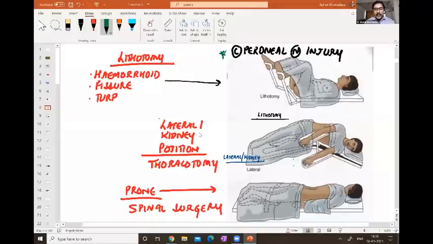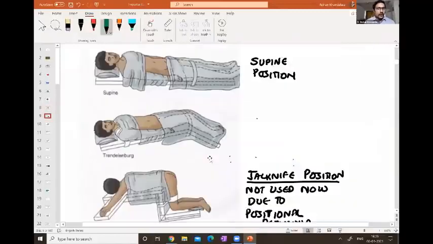The lateral or the kidney position, this is used for thoracotomy procedures and also for renal procedures. Prone position is used for spinal surgery. This has also been asked in the exam. The supine position is the most common position where the patient is lying straight. That is the most common surgical position. For most of the abdominal procedures, supine position is done.